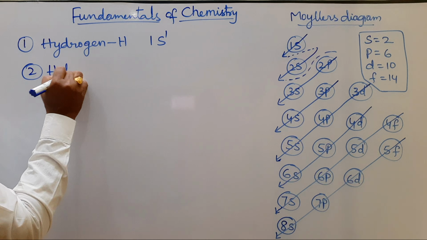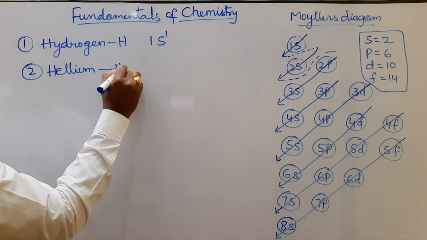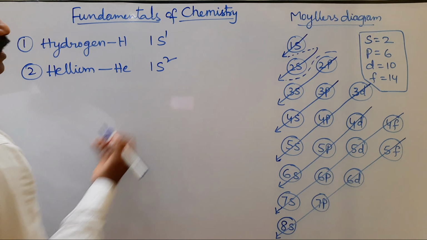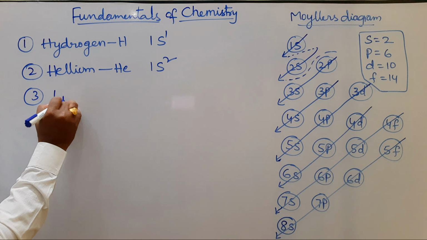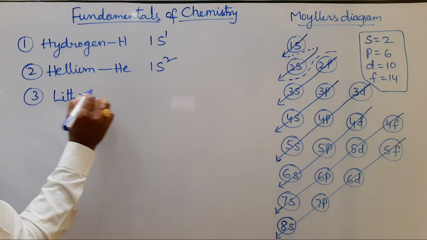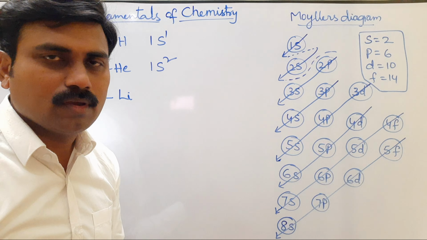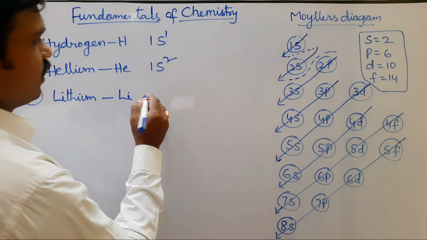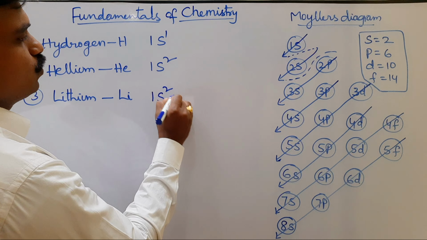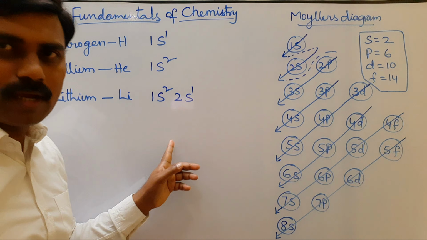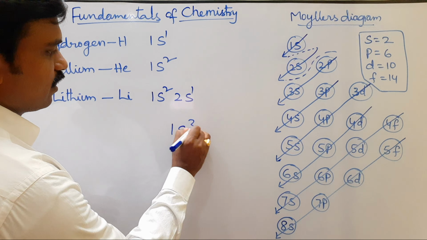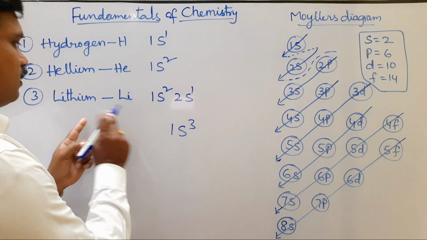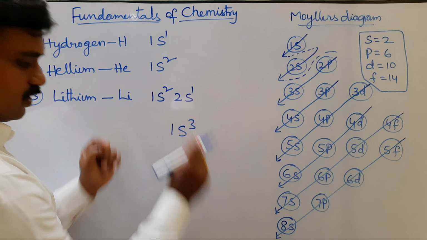Second element is helium. Helium symbol is He. Its electronic configuration is 1s2. Third element lithium. Symbol is Li. After filling 2 electrons in the s orbital, electrons enter the 2s level. That's why for lithium the electronic configuration is 1s2 and 2s1. We don't write 1s3. This is wrong because an s orbital has a maximum of 2 electrons only. That's why lithium's electronic configuration is 1s2 and 2s1 only.